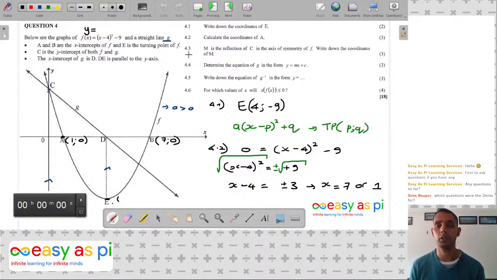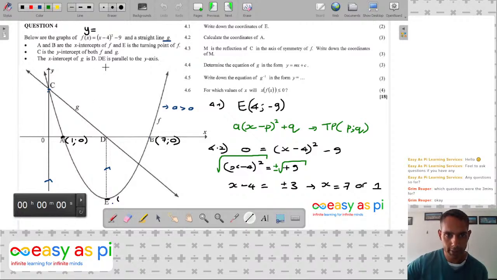But now what we're going to do is go to 4.3 and see what they say about 4.3. They say M is the reflection of C, right? So let's find C. M is the reflection of C in the axis of symmetry of f. Now, what is the axis of symmetry of f? Well, we know it's that line that passes through the turning point, and this is known as the axis of symmetry, right? Now, if that's the case, it's a reflection in the axis of symmetry. What does that mean?